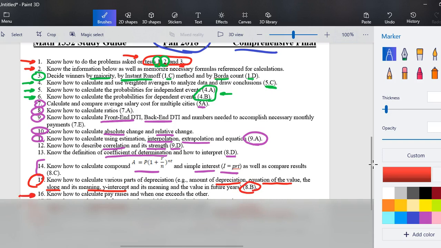How do you calculate pay raises? That was on a previous test. Do you remember how to do that? What does it look like? And how could I ask that on a test? I think by looking back at the old tests, you'll have a pretty good idea what that looks like.